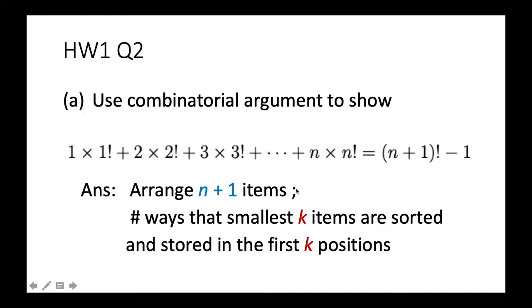Okay, so this is the hint that I'm using to remind us what we are trying to count. We are counting the number of ways that the smallest k items are sorted and stored in the first k positions. So this is the basic idea. Then we separate it into two cases: whether the k plus 1th item is located at the k plus 1 position or not. This is the proof that we are using.